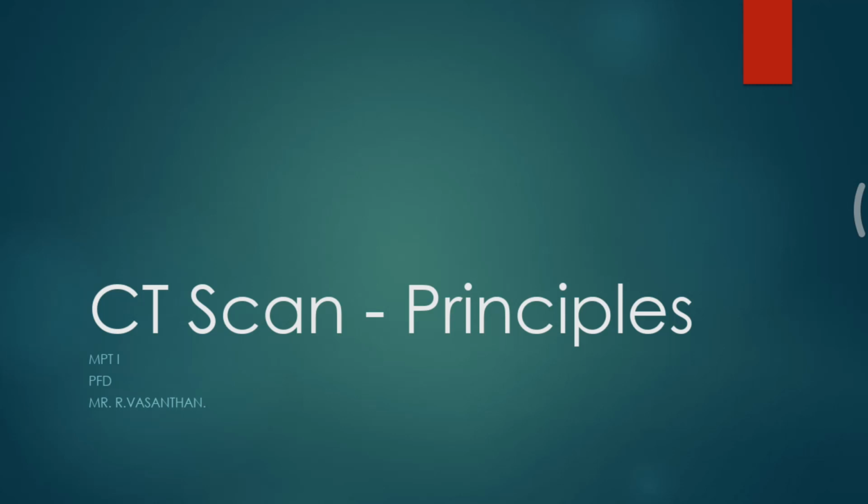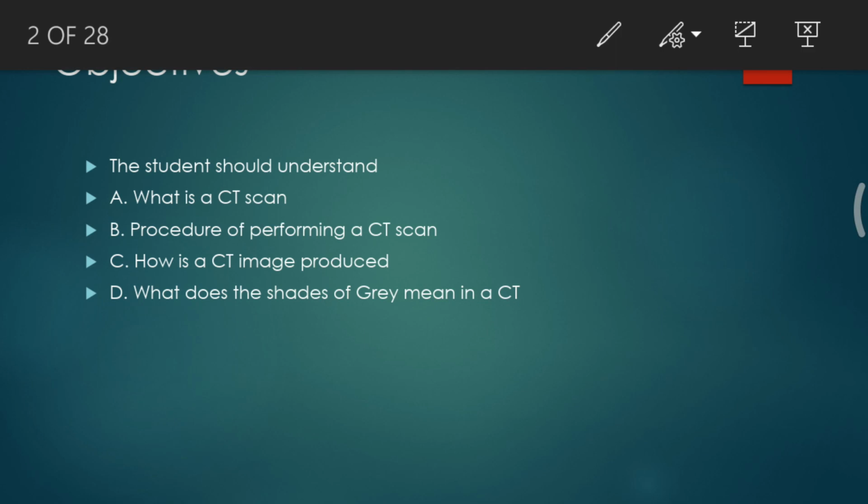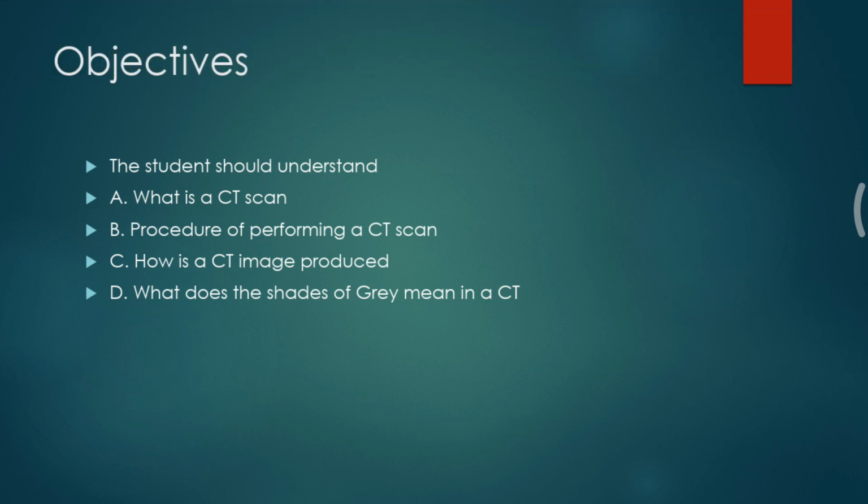Afternoon, everyone. Today we are going to look into what are the basic principles of CT scan. In this lecture, the basic objectives which we need to achieve at the end of the class would be: what is a CT scan, procedure of performing a CT scan, how is a CT image produced, and what do the different shades of gray in a CT mean to us.